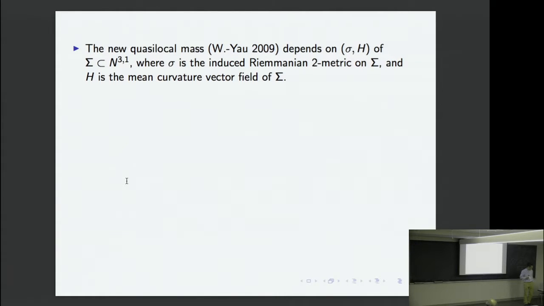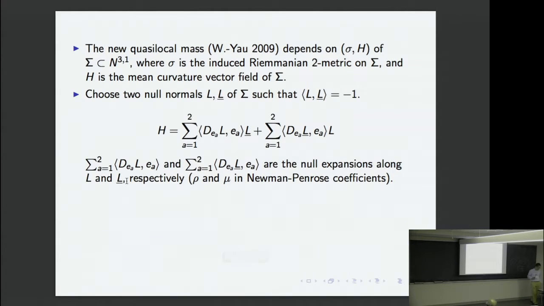This is not well known in the physics community, so let me just formulate it in a way that is probably more familiar. How do you define this mean curvature vector field? You can choose two null normals, L and L bar, of this space-time two-surface. This is a codimension 2 situation. And you can normalize them so that the pairing of L and L bar is equal to -1.